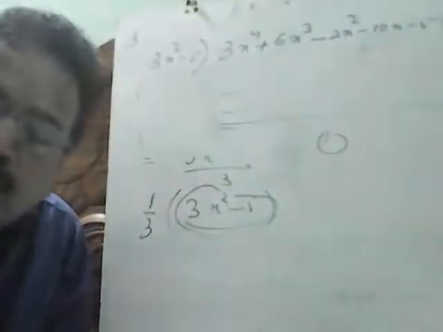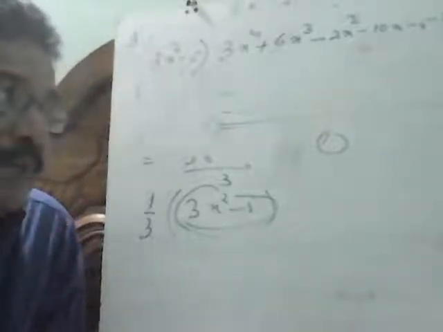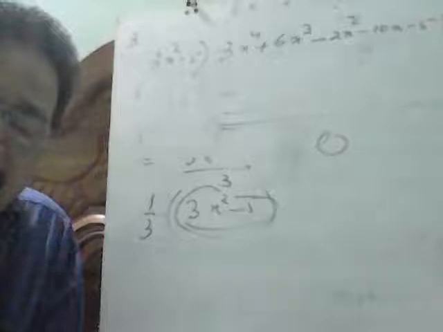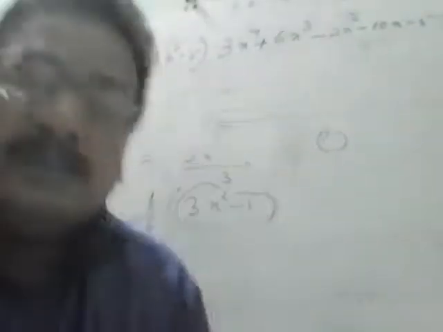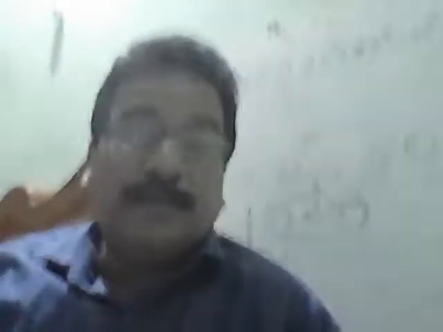Now you divide and find the quotient. After finding the quotient, factorize it, equate each factor of the quotient to 0, and you will get values of x. The values obtained are the remaining zeros of the polynomial. Okay.